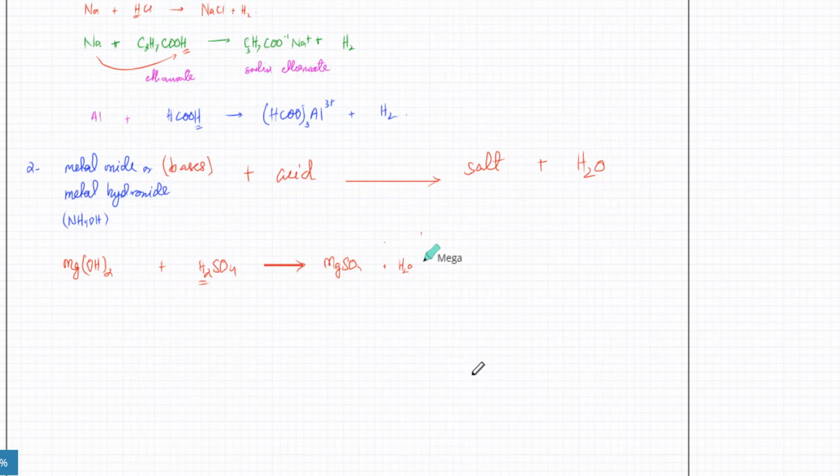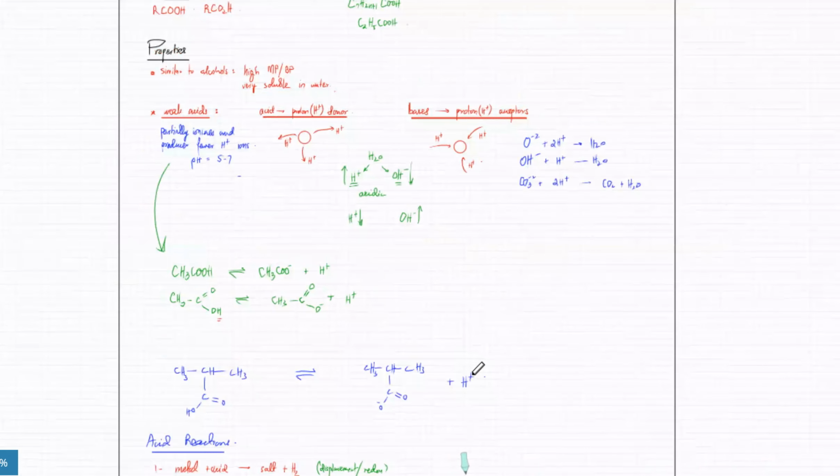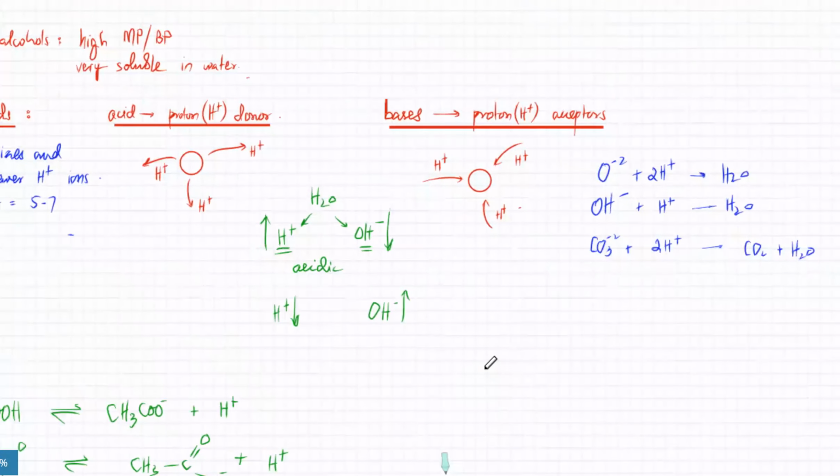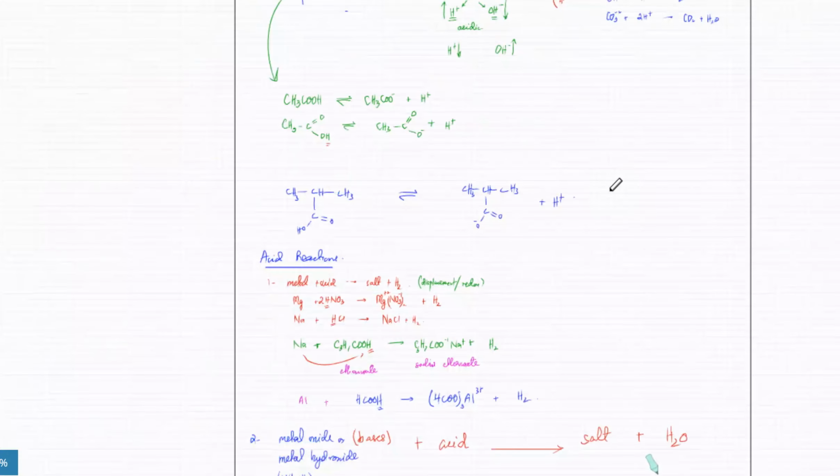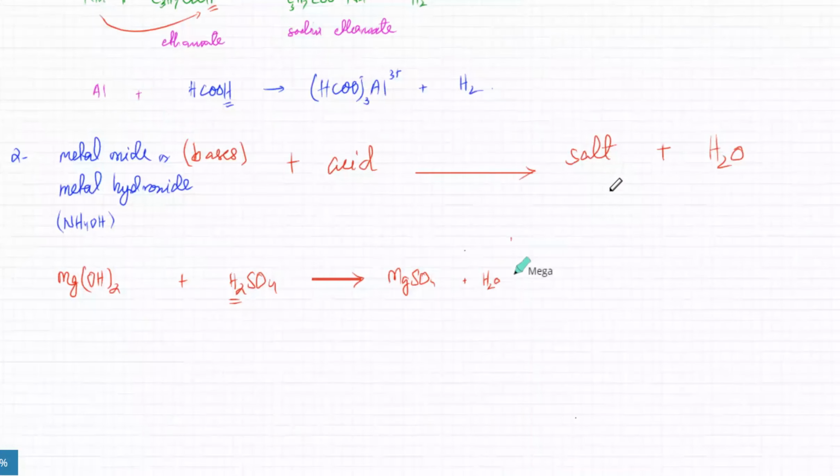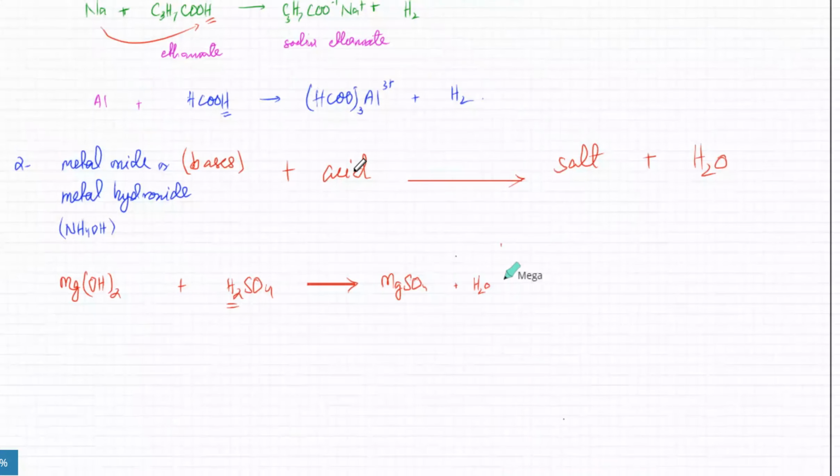I'll just go through this once more. If we go back and have a look, acids react with bases. You've got oxides, hydroxides, and carbonates. These are basic. So when you have a metal oxide or hydroxide reacting with an acid, salt and water would be produced. The salt is produced in exactly the same way: you remove the acid's H and fit the metal in its place. So you get MgSO4 plus H2O.